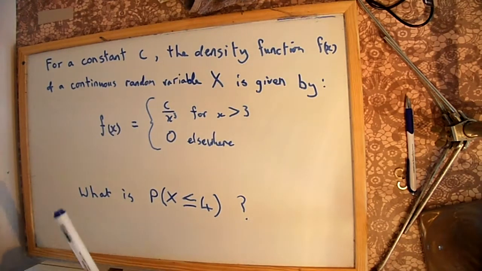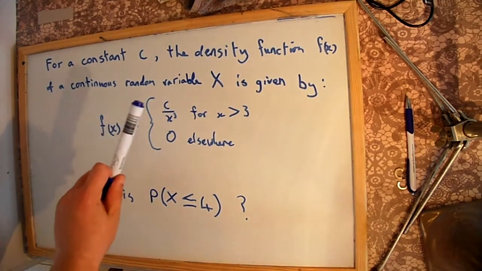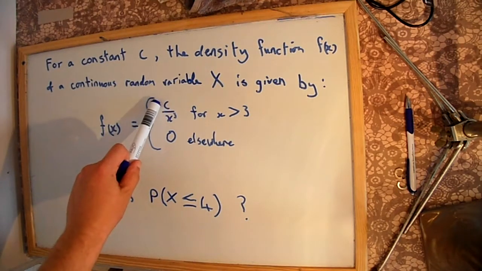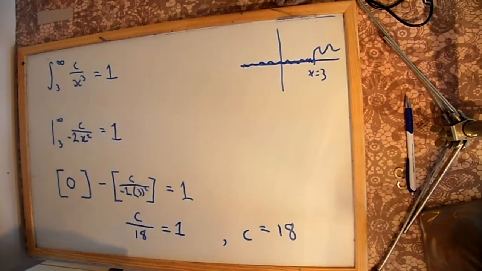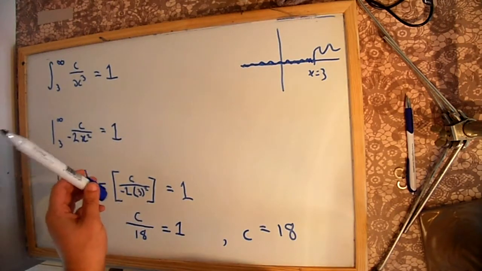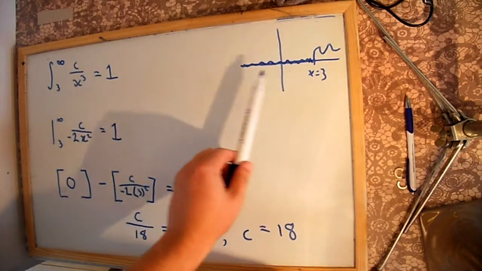So there's kind of two parts to the question. And the first part would be find c, so that you can do the second part, which is the probability that x is equal to or less than 4. I find it easy for these kind of questions just to think of what the graph would look like.